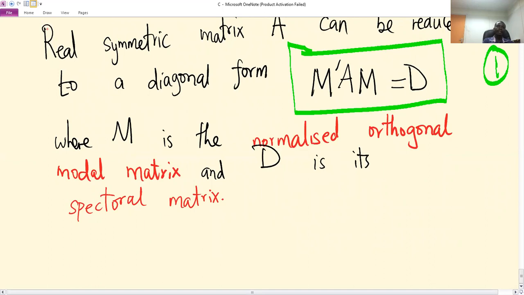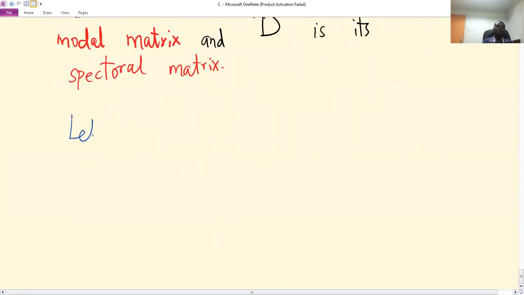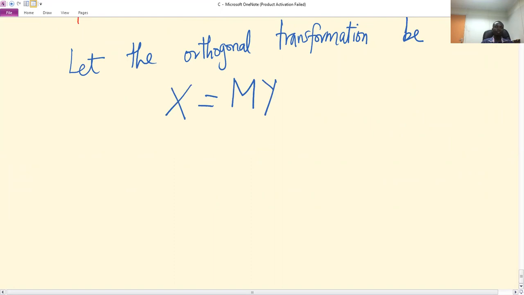Now, let the orthogonal transformation be x equals My. Remember, in the case of linear transformation, we were saying x equals Py. Here, we are using M, which is the normalized orthogonal modal matrix. Then we know that the quadratic form is given by x prime A x. This is by definition.